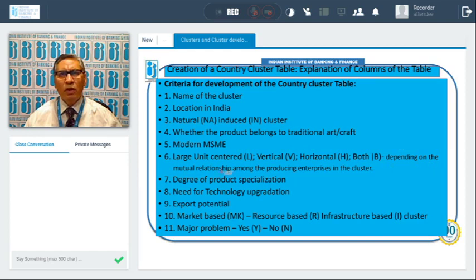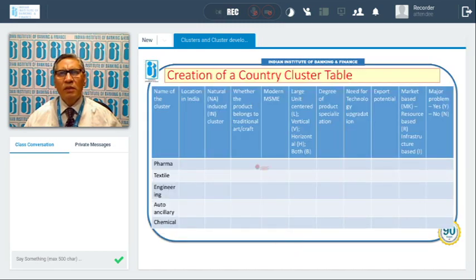It depends on the mutual relationship amongst the producing enterprises in the cluster, because vertical and horizontal we have already discussed. Then the degree of product specialization, need for technology upgradation, export potential, whether market based, resource based, infrastructure based, or any major problem. So these are all 11 columns given in this table. All this data has to be filled up when we want to create a country cluster table.